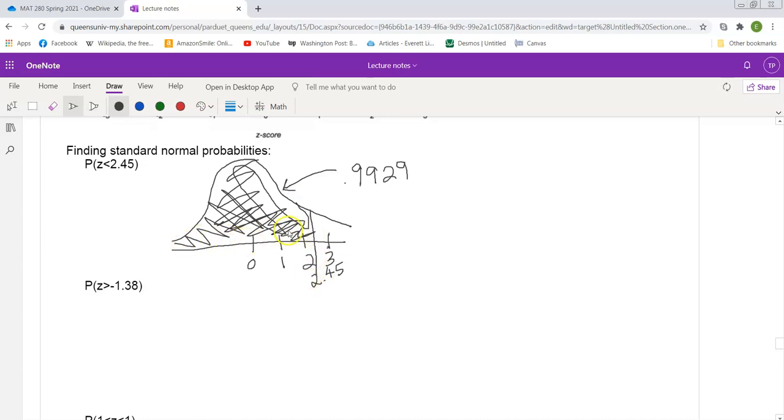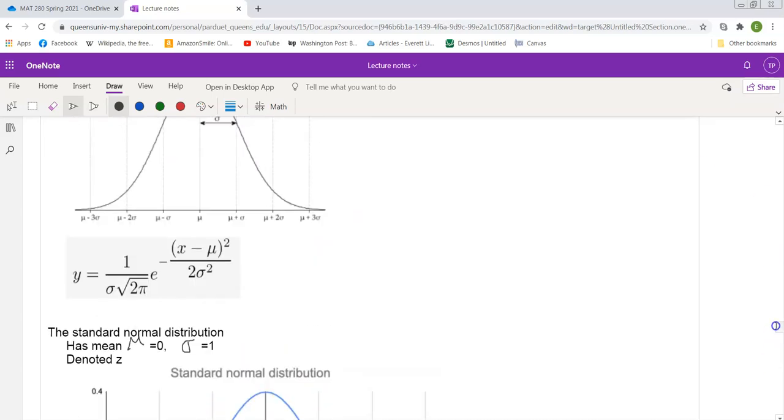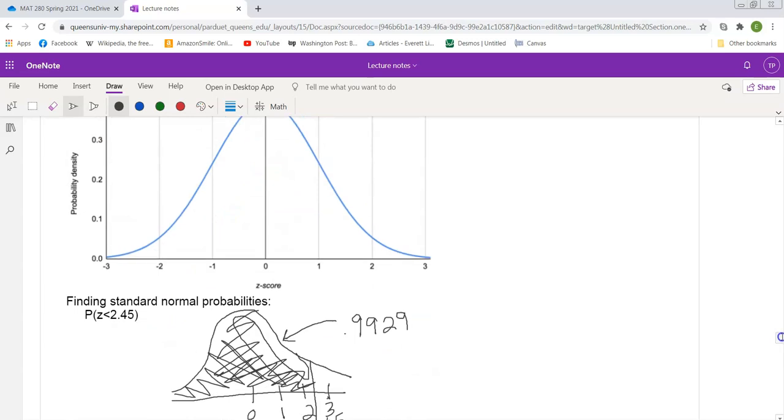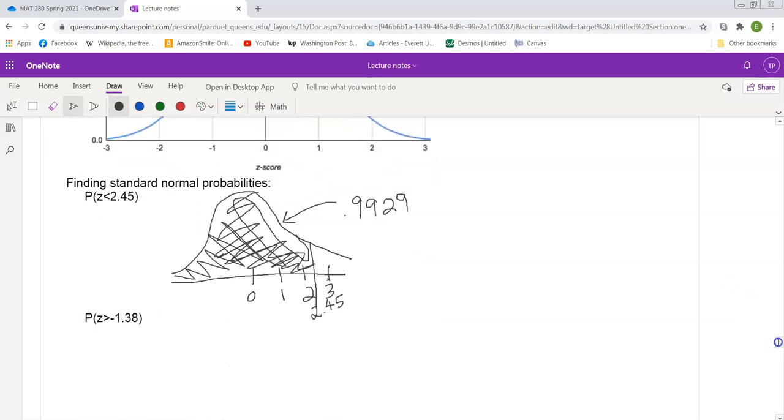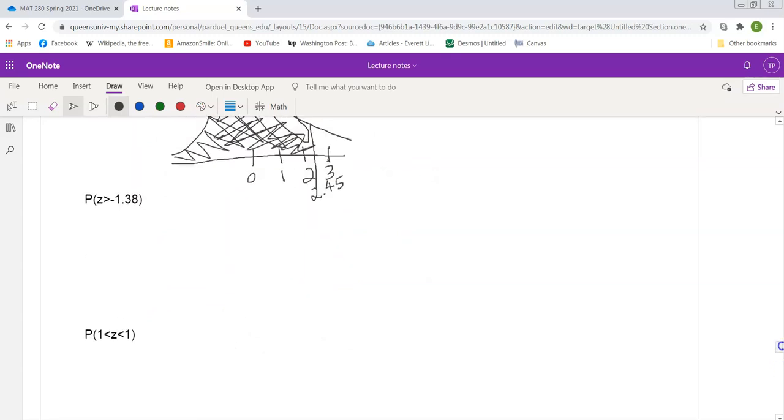And you can kind of see from looking at this that looks about right. The area under this whole thing is 100% or 1. So this area, 0.9929, should be a pretty big chunk of it. So that should be most of what's under the curve. And you can see a little better in this version. 2.45 is right about there. And you can see that is about 99%. That can be a sanity check when you look at your graph and see if the answer makes sense.